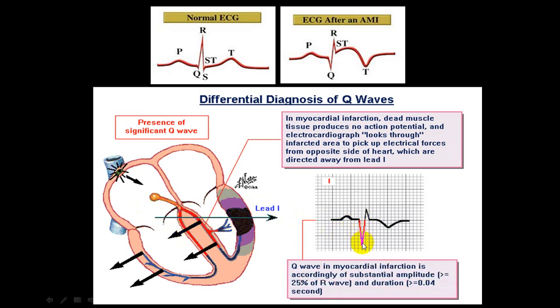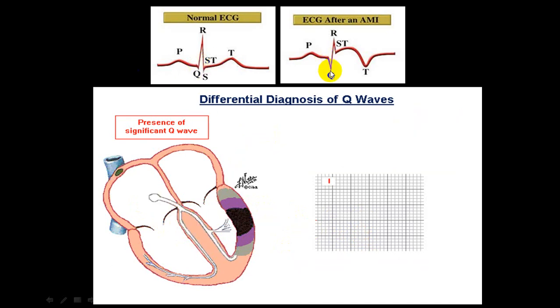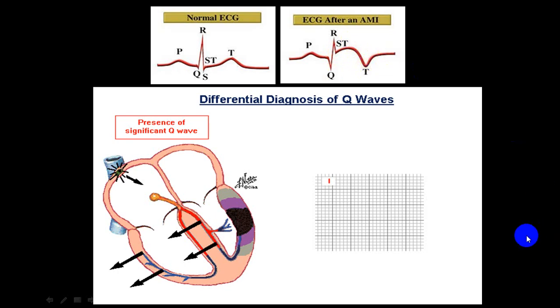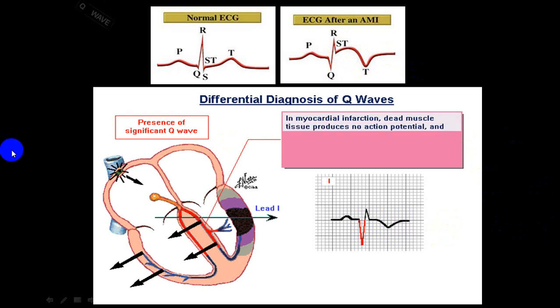So the Q wave will appear deep enough. And you can see here, this is a pathological Q wave. And you have got an ST segment elevation with T wave inversion. Again, you will see that there is an ST segment elevation with T wave inversion. This is 100% pathological.